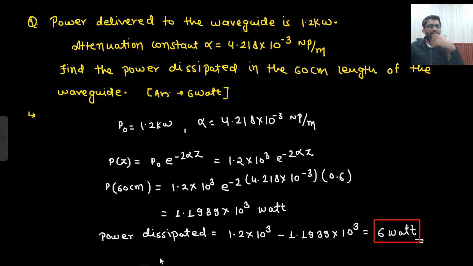So what did I do? Whatever power entered, I found how much power I have at distance z, and then subtracted the two. What you get is that 6 watt power is dissipated in the waveguide, and the rest of the power is transmitted in 60 centimeter. In that manner, you can solve this question.